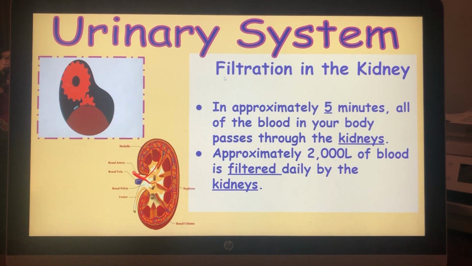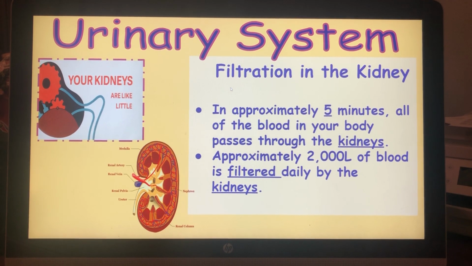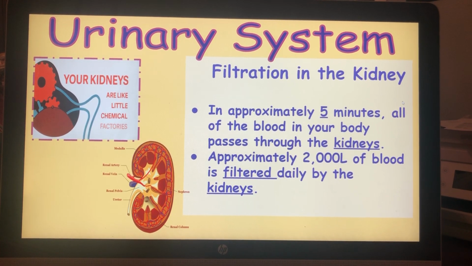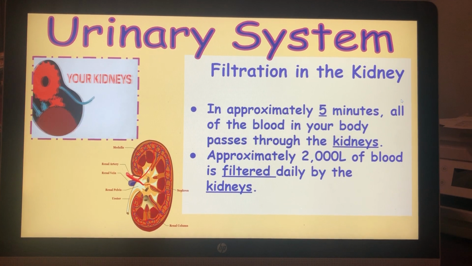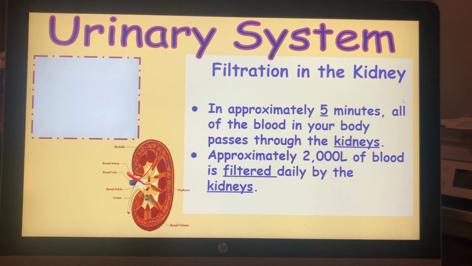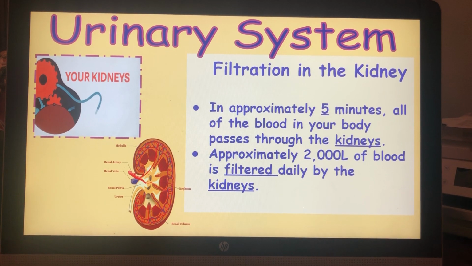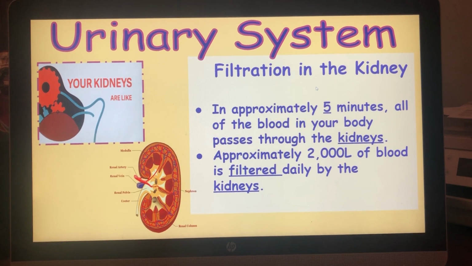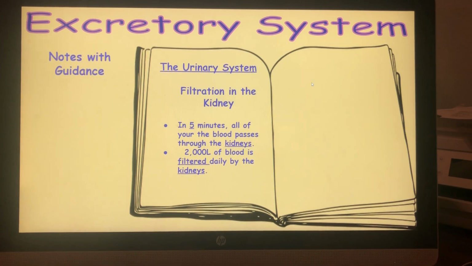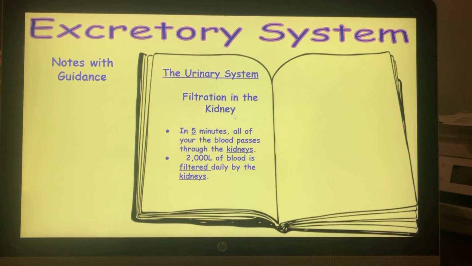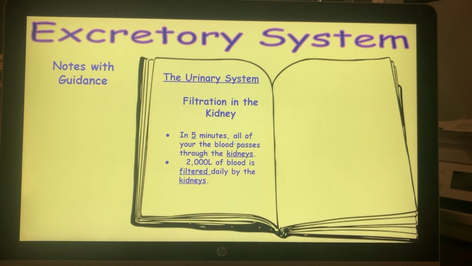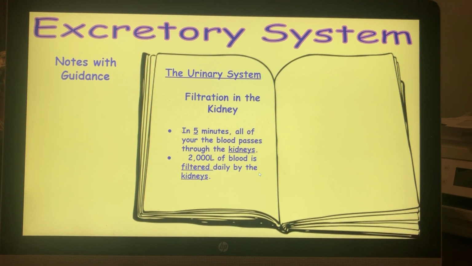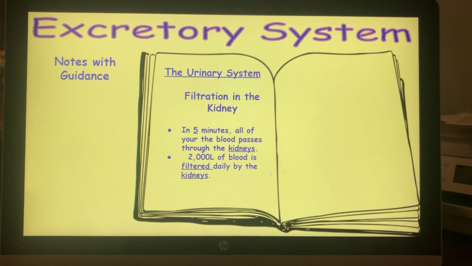Okay, with the urinary system, let's take a look at filtration in the kidney. In approximately 5 minutes, all of the blood in your body passes through the kidneys. Approximately 2,000 liters of blood is filtered daily by the kidneys. For your entry into your ISN, you will write down filtration in the kidney. In 5 minutes, all of your blood passes through the kidneys. 2,000 liters of blood is filtered daily by the kidneys.